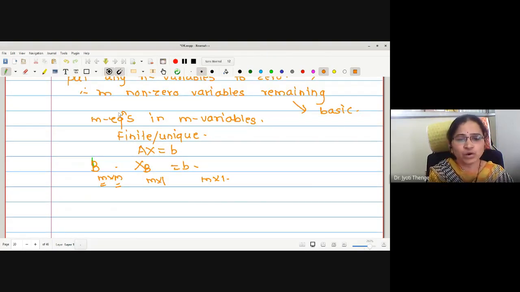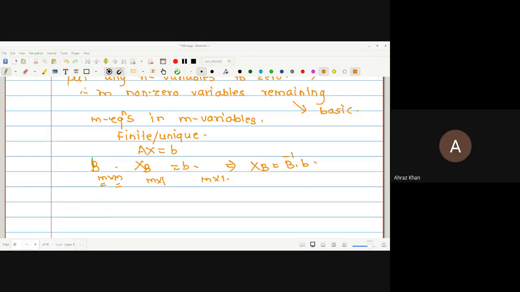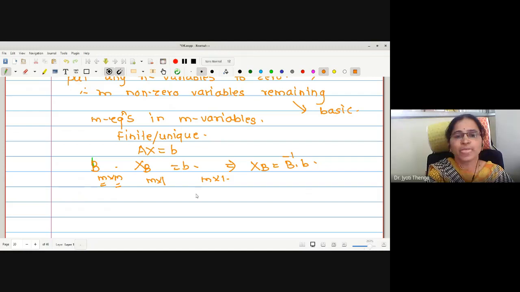If I want to write like this, B xB equals b, to give me a solution, xB is equal to B inverse b. Whatever the submatrix B we were selecting, the inverse should exist. And what is the condition for the existence of the inverse of a matrix? When does the inverse of the matrix exist? The determinant should be non-zero.